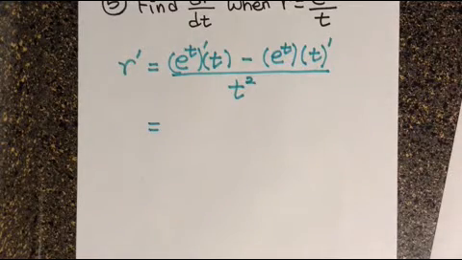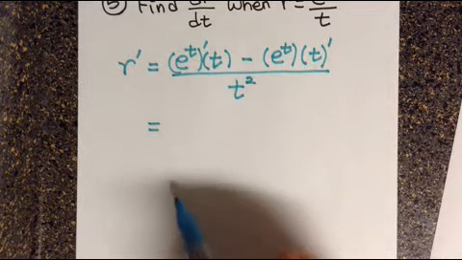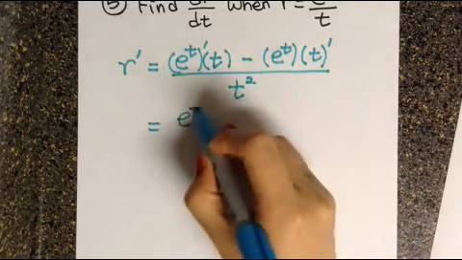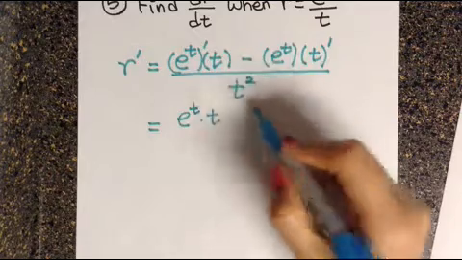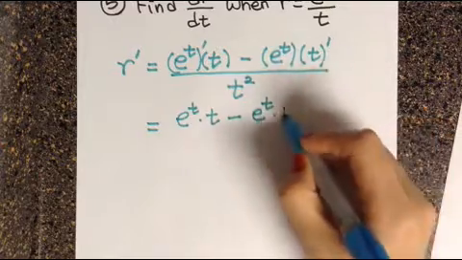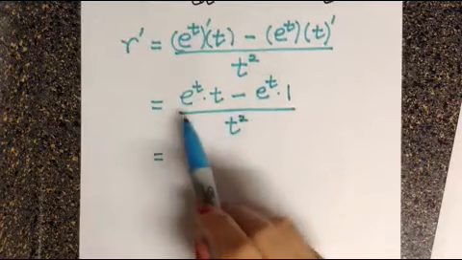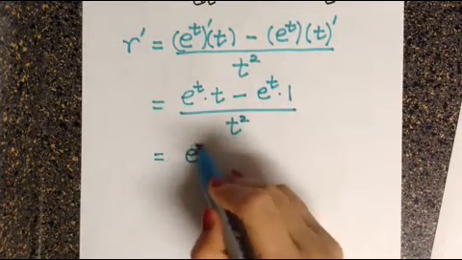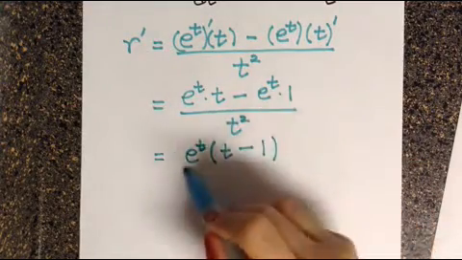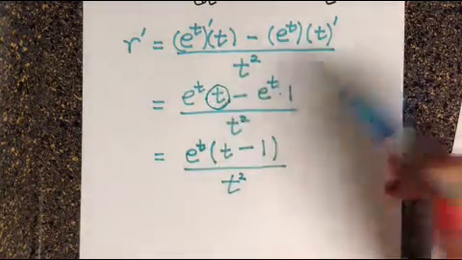So from the exponential rule, if you take the derivative of e to the t, that is just e to the t again. E to the t times t minus e to the t, and the derivative of t, which is 1, over t squared. So let's take the common factor e to the t out. E to the t times t minus 1, over t squared.